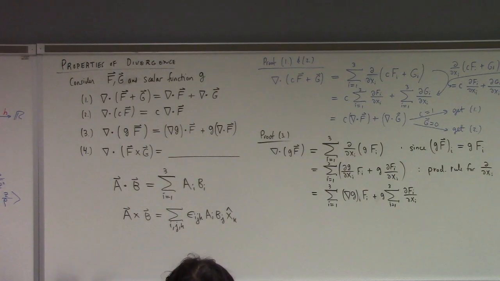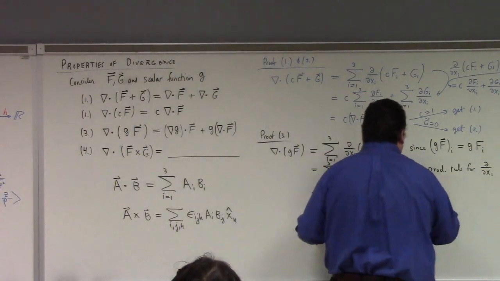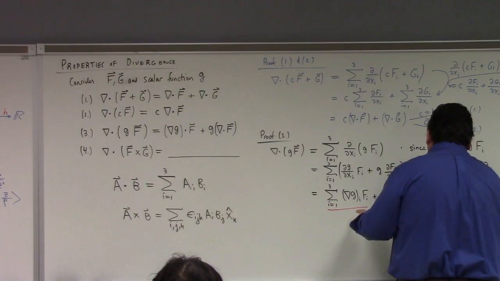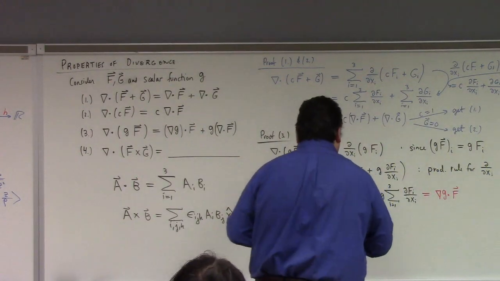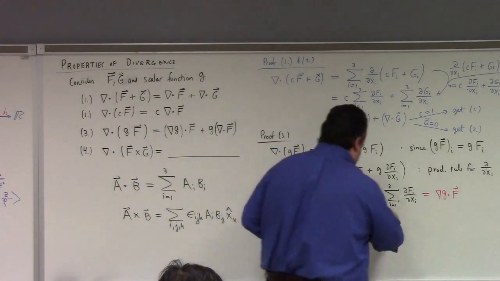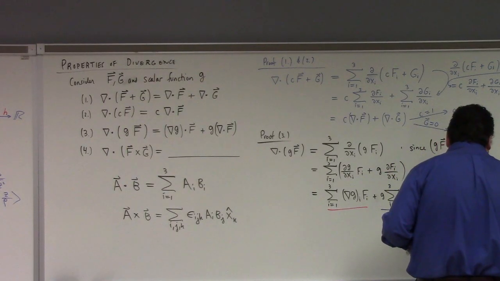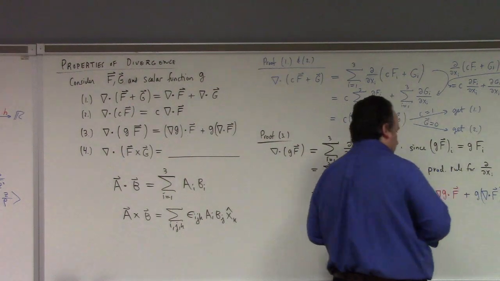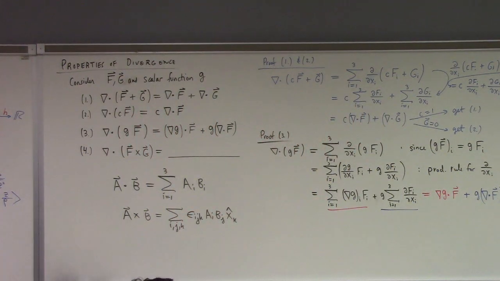So you guys tell me, what are we looking at? This is nothing more than the divergence of G dot F, right? And this right here is clearly G times the divergence of F, which is what we set out to prove. All right?